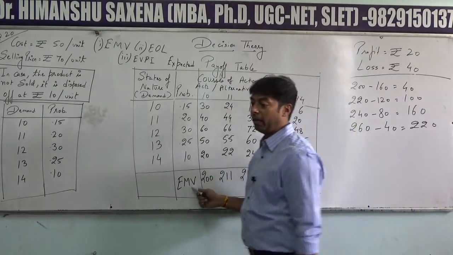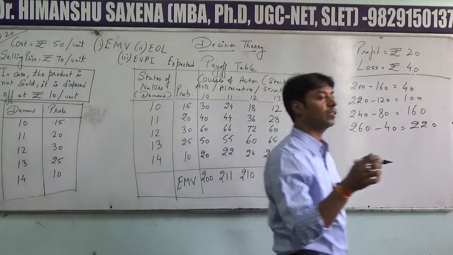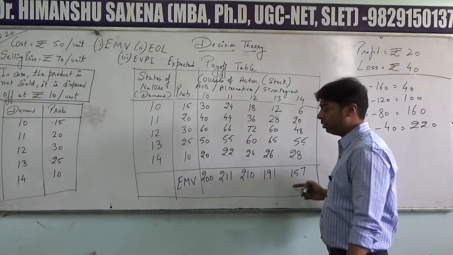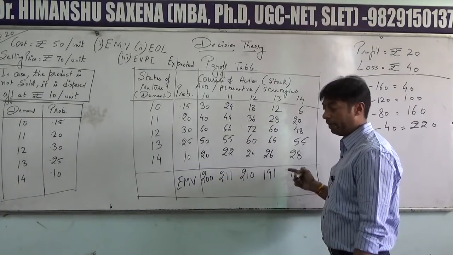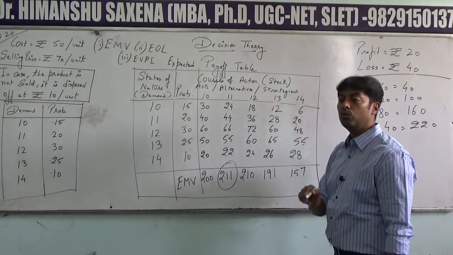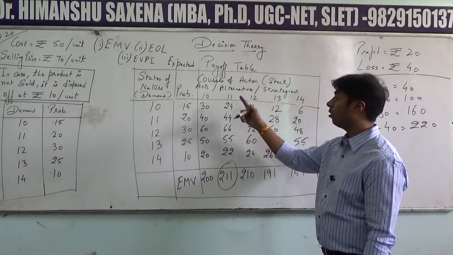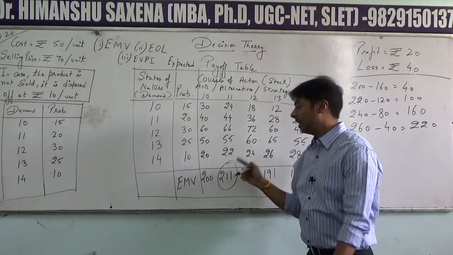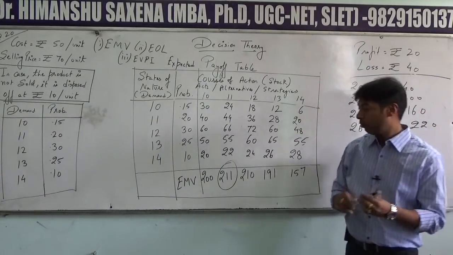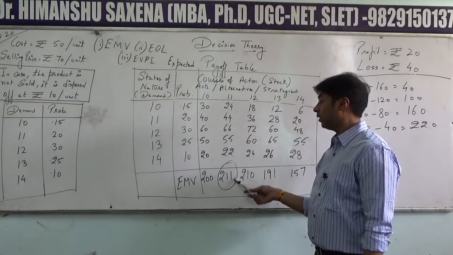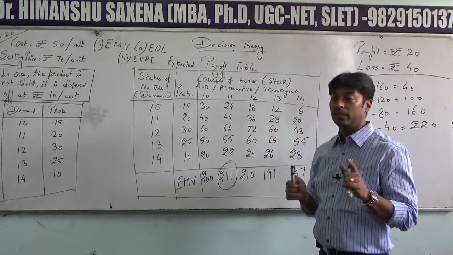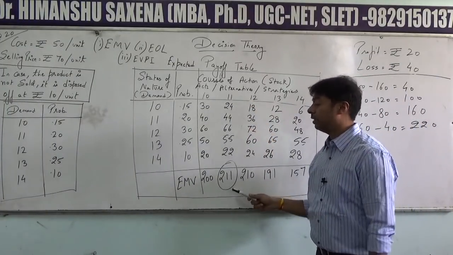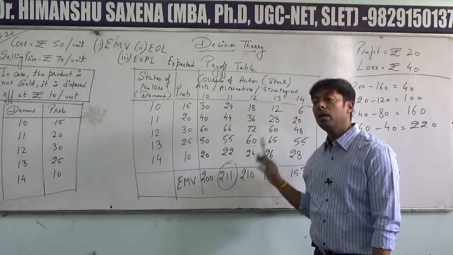Now expected monetary value indicates the expected profits of a particular strategy. Looking at all these values, you will have to select the maximum value, and the maximum value is 211. This corresponds to the 11th strategy. So that will be our final answer, since the decision maker has the maximum profitability here. So you are going to suggest him to select this particular strategy, as the profits in this strategy are maximum.